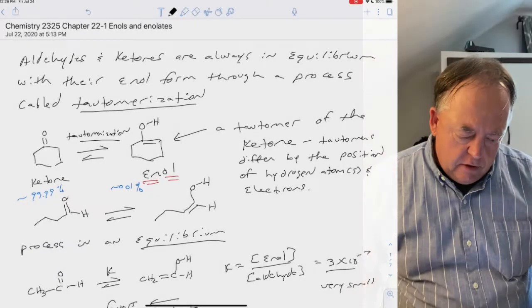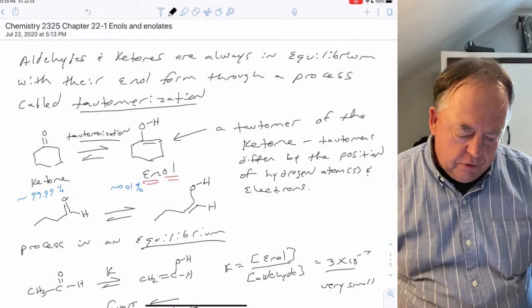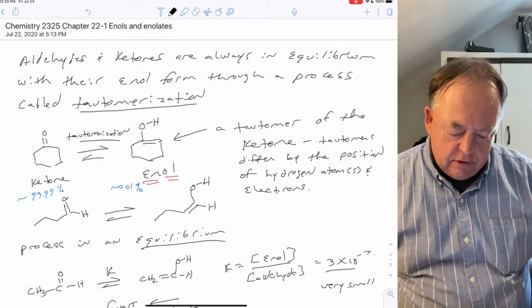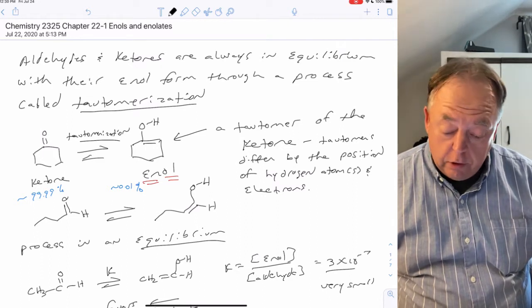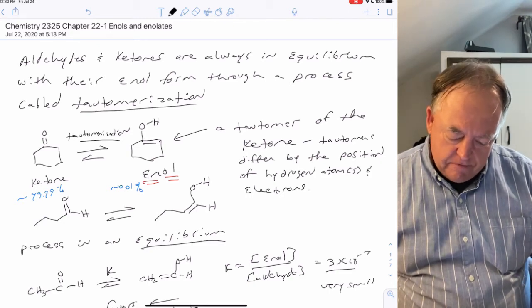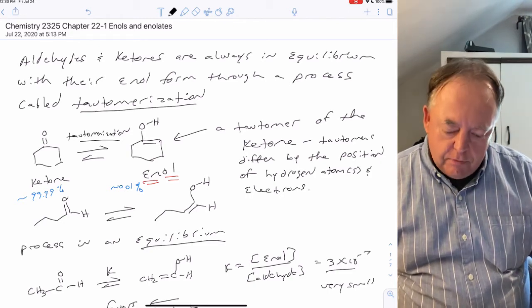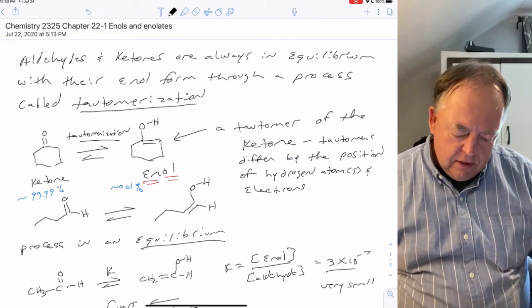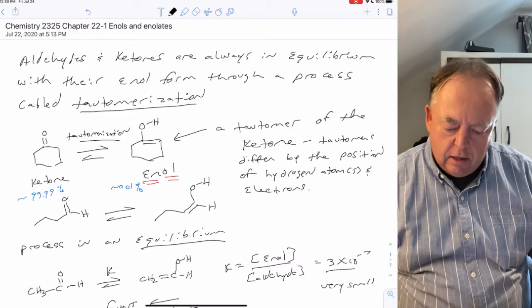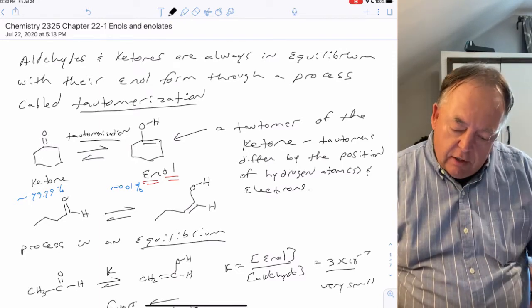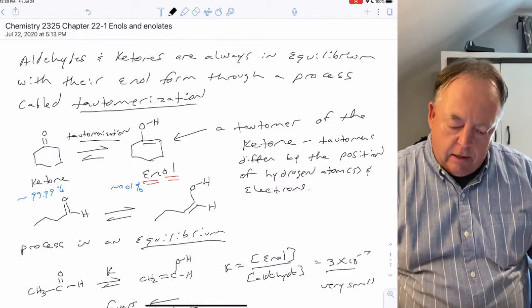Okay, so this will be the first lecture out of chapter 22. In my opinion, this is one of the hardest chapters in all of organic chemistry 1 and 2. So you definitely want to try to pay attention and wrap your mind around this material. Once you see how these reactions work, it's really not that difficult, but getting to that point can be a challenge. Okay, so this chapter covers this concept of enols and enolates.